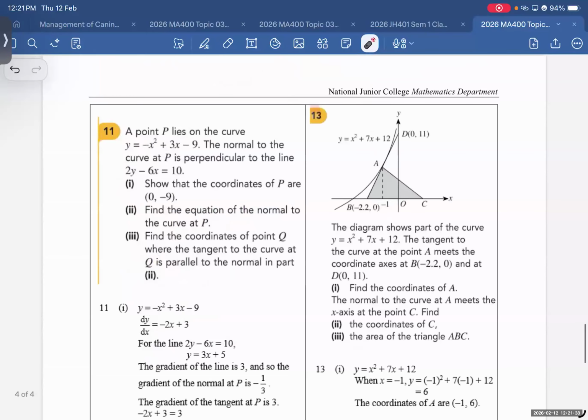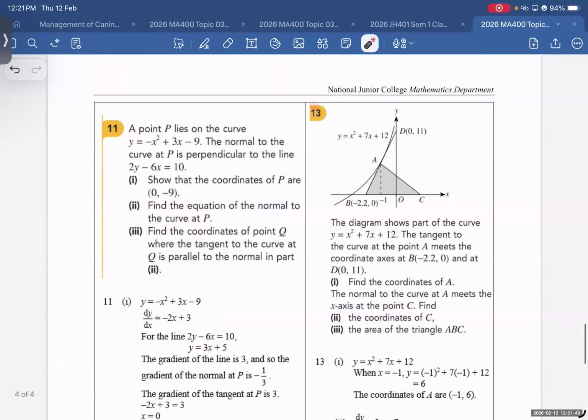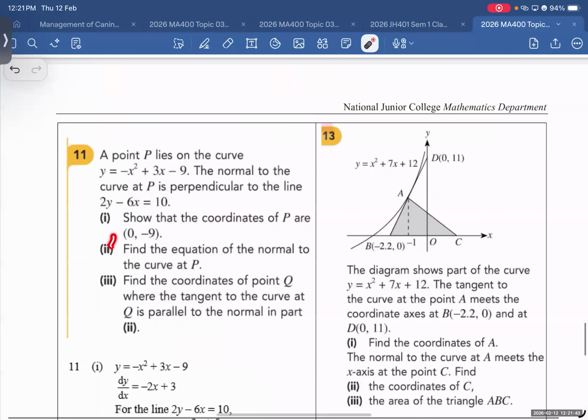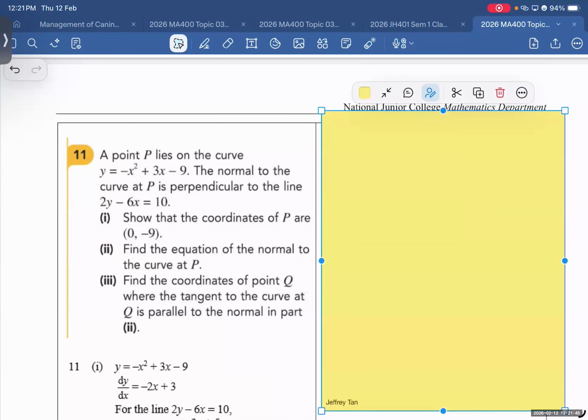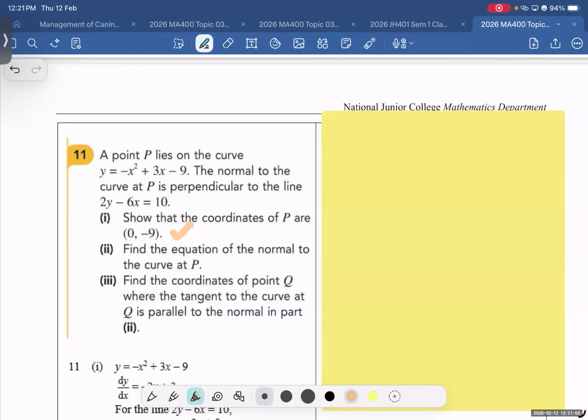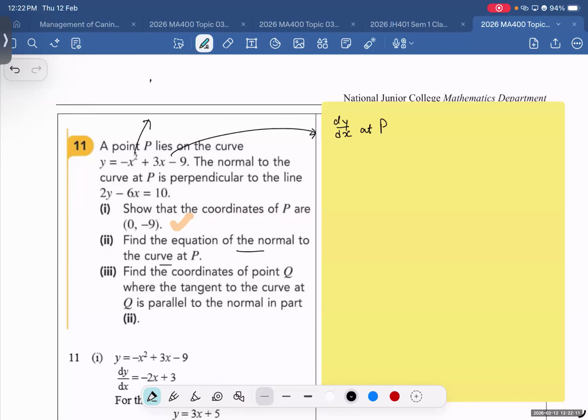Okay, so first, part 1 is okay. You managed to get a coordinate of 0, -9. Now, if you think about it, I want to find the equation of the normal at P. So what do I find? I find the dy dx, my gradient. My gradient at P, first of all, my gradient function dy dx is -2x plus 3.